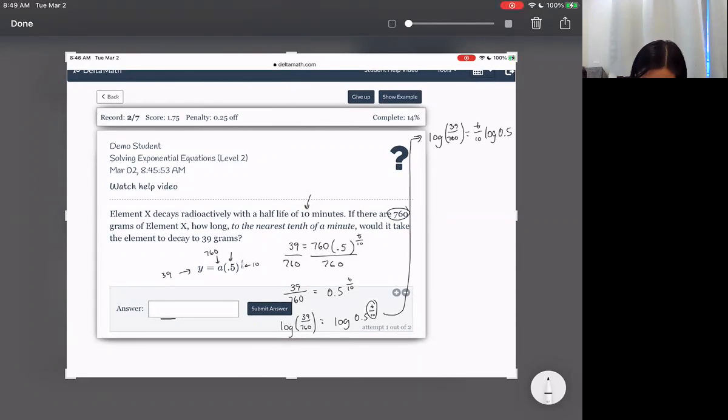Okay, so from here, we can divide both sides by log of 0.5. Those can cancel out. We will have t over 10 on the right side. Sorry, that is a very ugly t. So we have t over 10 on the right side, and on the left side, we can type that into a calculator. So whatever log of 39 over 760 divided by log 0.5 is.